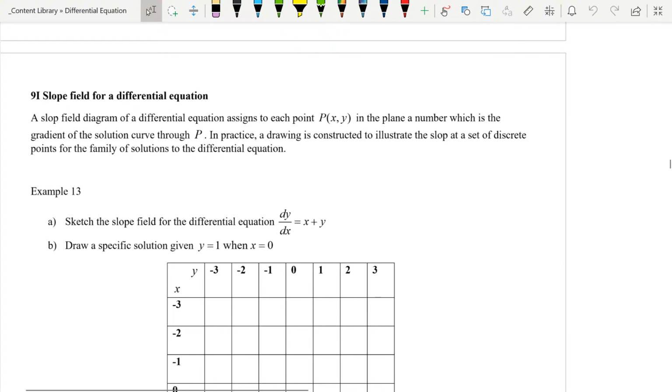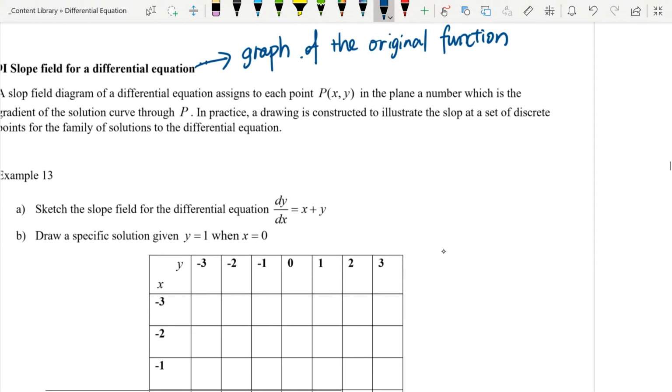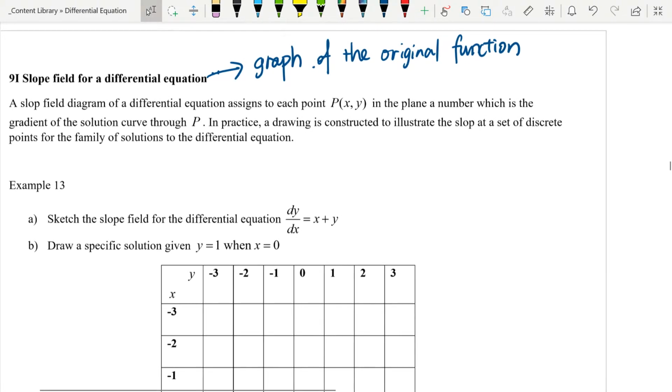Why I want to do this one is, I want to see the graph of the original function, like the f(x) function, not the derivative function. Say in some case I can't anti-derive the function. Say dy/dx equals x plus y. I don't know how to anti-differentiate that by hand, but I can draw the slope field. I can see the shape of the graph.